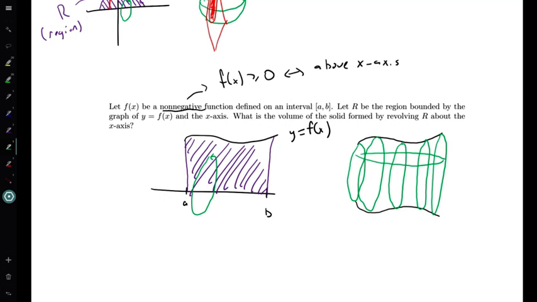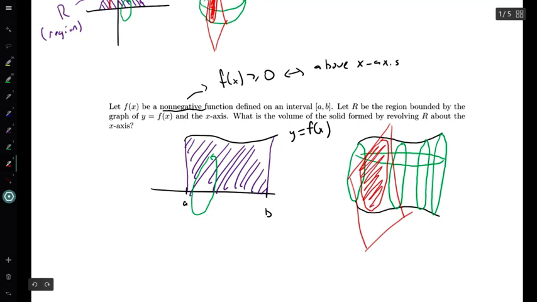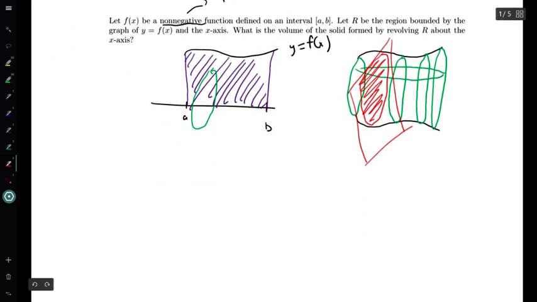And again, what I'm going to do is use the method of slicing. So we're going to take some plane which is perpendicular to the x-axis here, and we're going to look at the cross-section that it forms. And we just finished saying that those cross-sections are circles. And we want to find a formula for the area of that cross-section. So we know that the cross-section is a circle, so its area is going to be pi r squared.